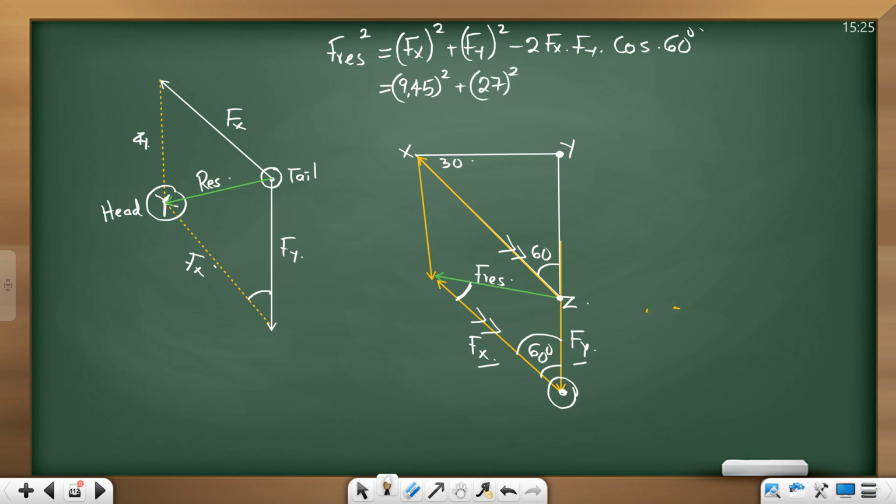What is this? 27. My board is lagging. 2 times 9.45 times 27, cos 60. Please let's get F resultant. But should the examiner want to test your maths, it's the same story. We do it exactly like that.